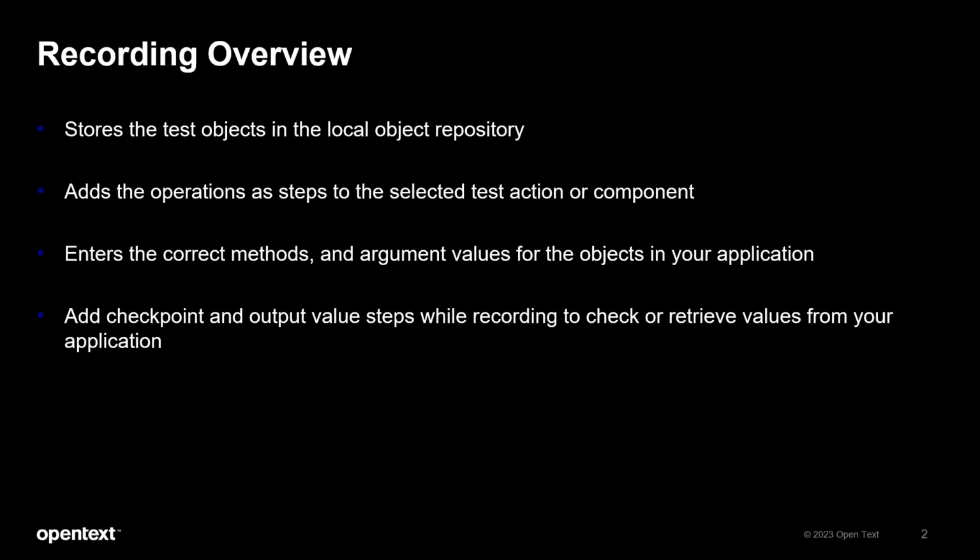UFT One is well known for its recording feature, which records the user actions and turns them into UFT One test scripts and assets. What recording generally does is, it stores the test objects in the local repository. It adds the operations as steps to the selected test action or component, and it enters the correct methods and argument values for the objects in your application. In addition, you can also add checkpoints and output value steps while recording to check or retrieve values from your application.